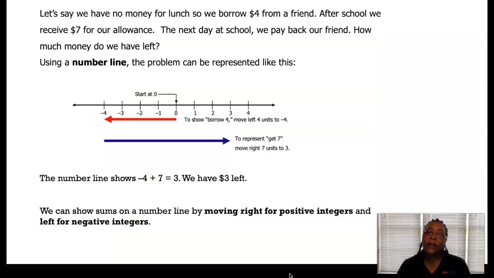So let's say we have no money for lunch, so we borrow $4 from a friend. After school, we receive $7 as an allowance. The next day at school, we pay back our friend. How much do we have left?